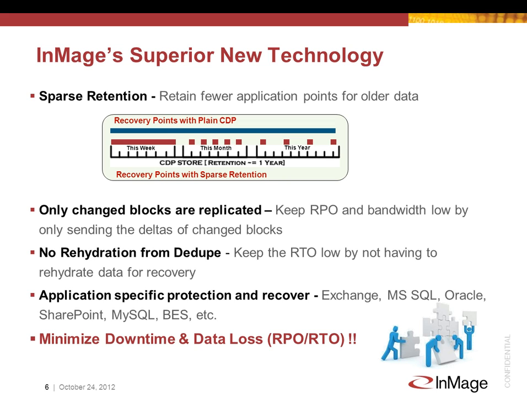Because of that, there is no need for a deduplication product. There's nothing to deduplicate because we are already only sending the optimized changes to begin with. There's nothing that needs to be removed for optimization. So because of that, there's no need for rehydrating that data. In addition to that, because there's no need to rehydrate that data for recovery, it keeps that recovery time objective very low as well. Again, our focus is to keep that recovery point and that recovery time objective as close to 0 as possible.